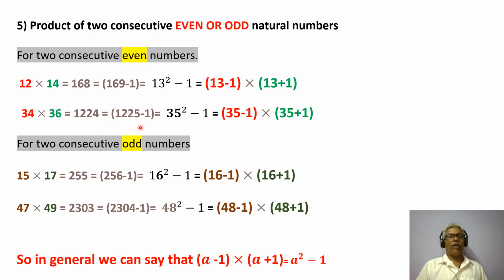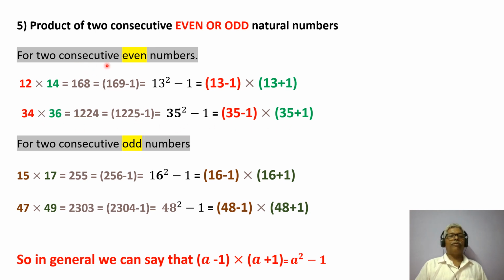That is 1225 minus 1. So that is 35 square, and 35 lies in between these two. So 35 square minus 1 is (35 minus 1) into (35 plus 1). See this pattern.